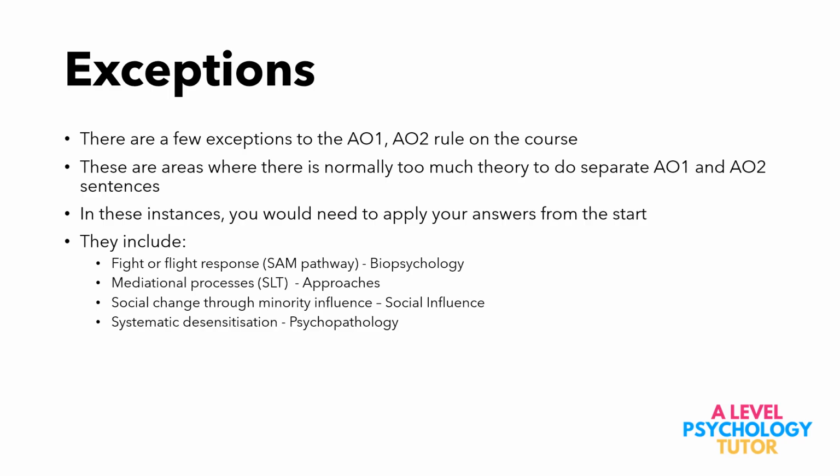The other one is social change through minority influence, which is your one, if you've learned it, is don't climb down a steep slope. If that doesn't mean anything to you, don't worry. But again, there are 6 stages to this, so it would take you too long to do separate AO1 and AO2. And then the last one is systematic desensitization. Again, depending on how you separate this, there's 4 or 5 different points to this process. So there is too much information to separate it into AO1 and AO2.